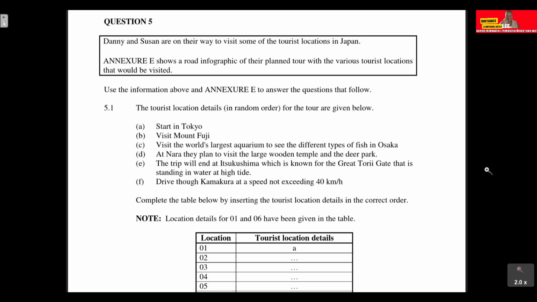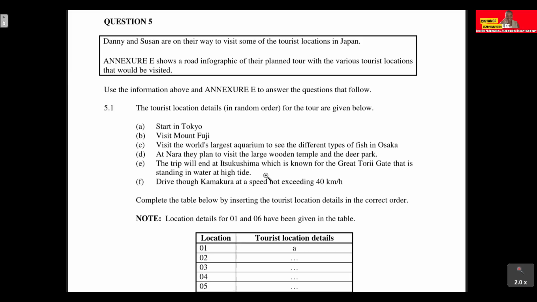Question 5.1 says that Danny and Susan are on their way to visit some of the tourist locations in Japan. Annexure E shows a road infographic of their planned tour with the various tourist locations that would be visited. Use the information above and annexure E to answer the questions that follow.